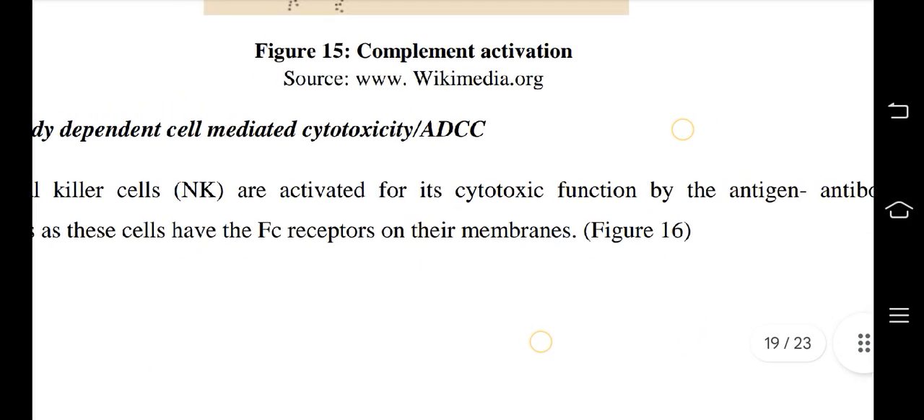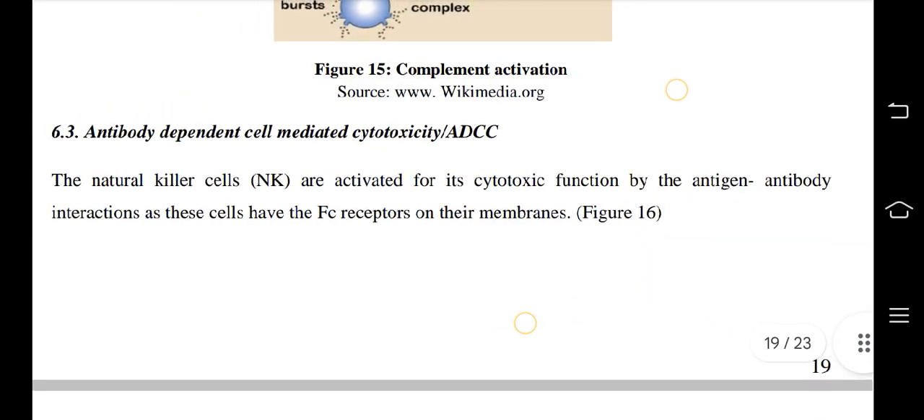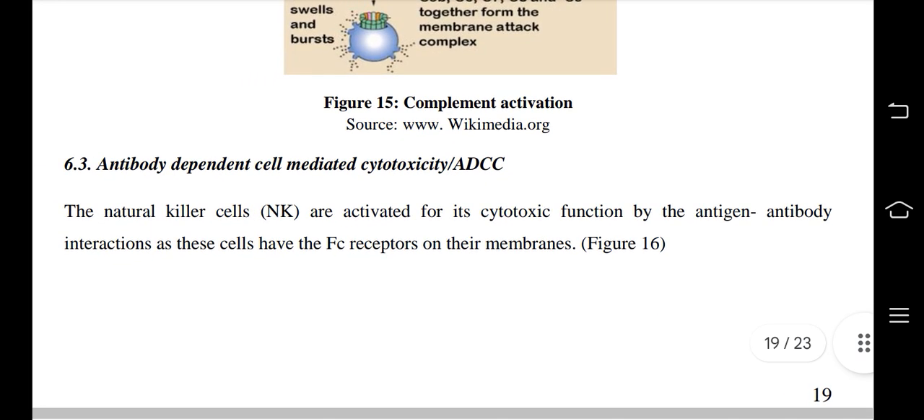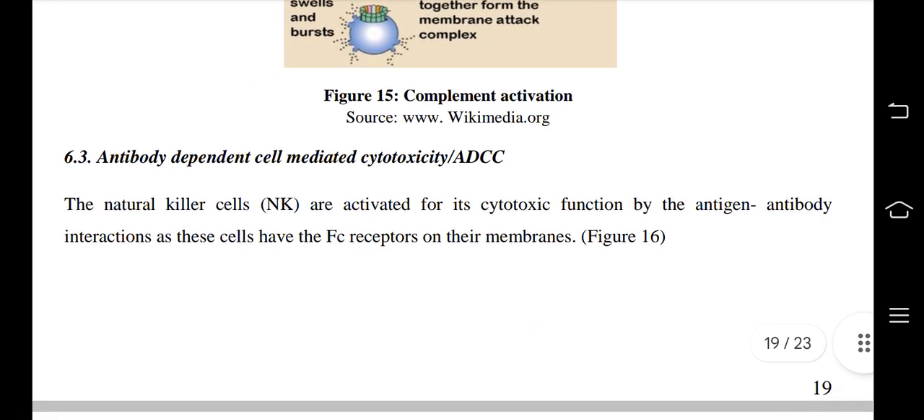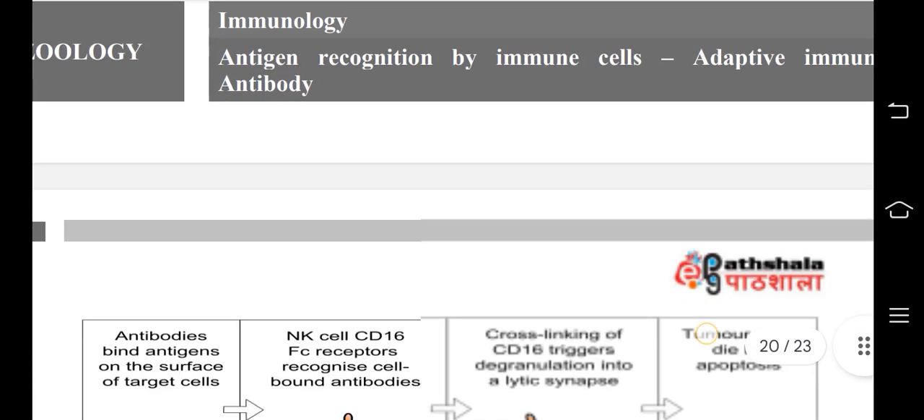Complement activation. Then antibody-dependent cell-mediated cytotoxicity. This lecture is going to end, so I'm going to quickly read things. The natural killer cells, NK, are activated for their cytotoxic function by antibody-antigen interaction, and these cells have Fc receptors on their membranes.